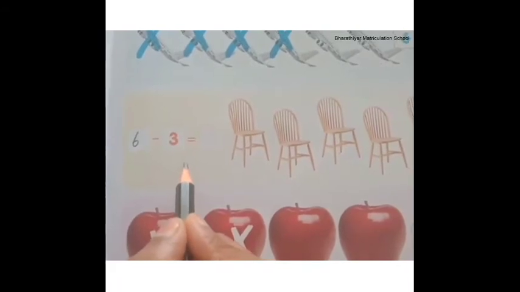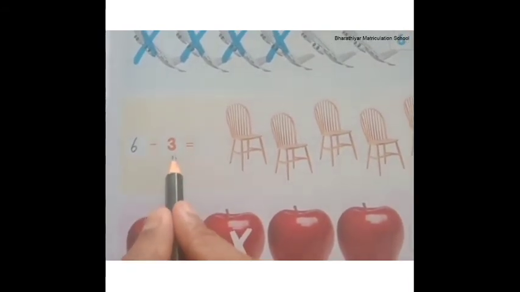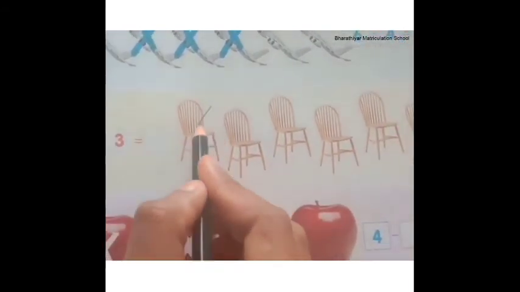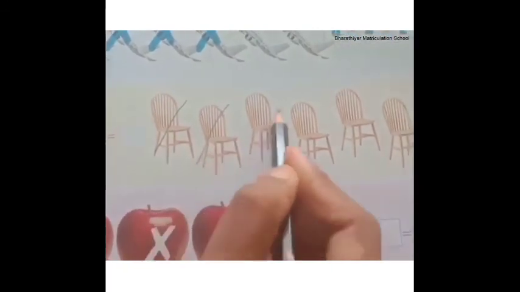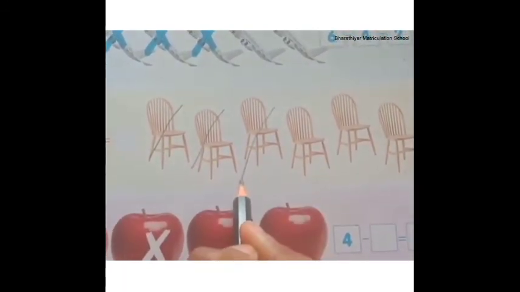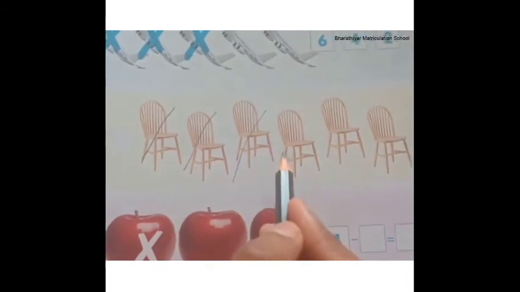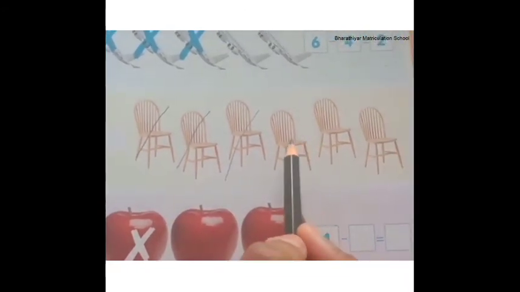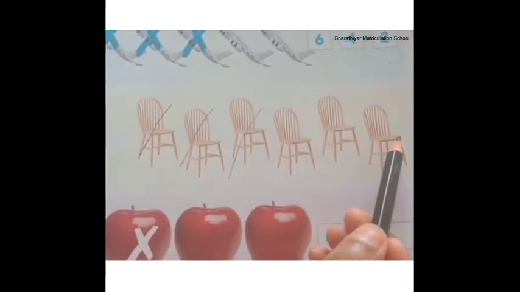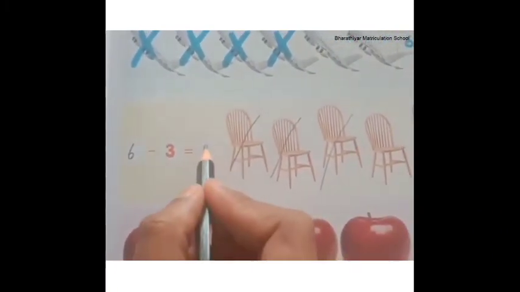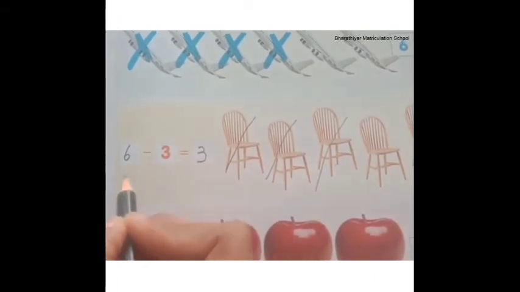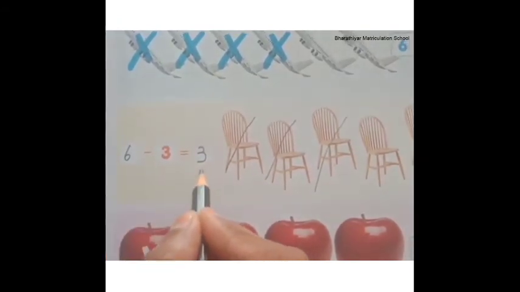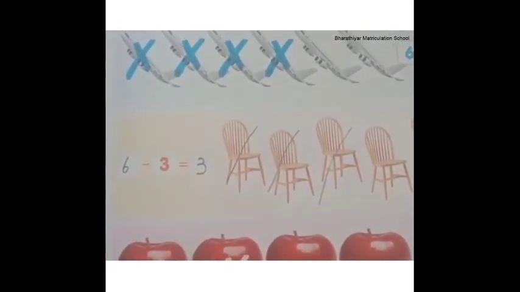Children, now we have to cross out 3 chairs. 1, 2, 3. Children, now count the remaining chairs. 1, 2, 3. 3 chairs are remaining. So write here 3. So 6 minus 3 is equal to 3.